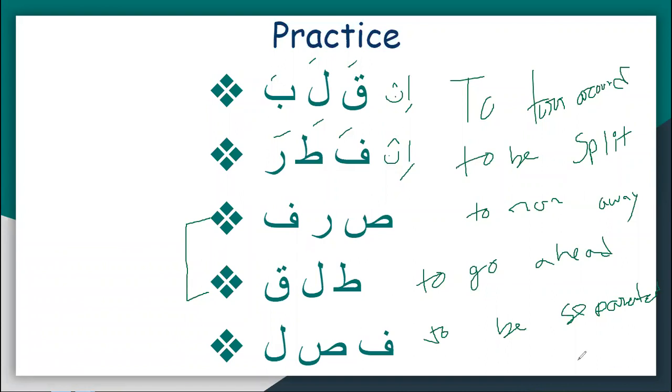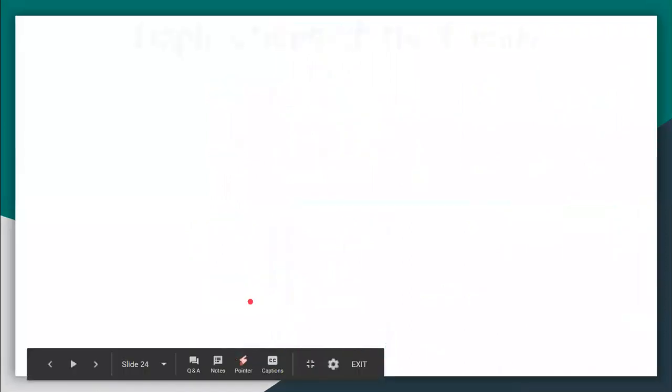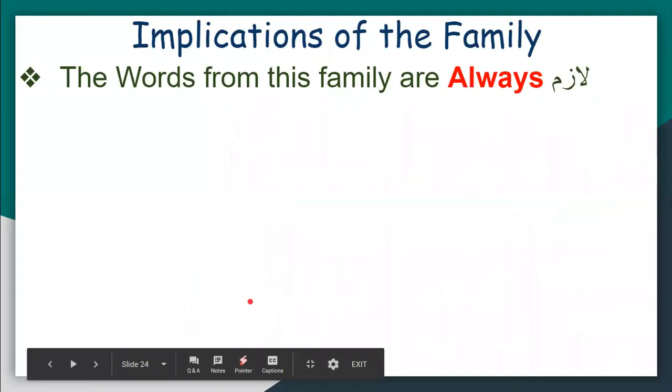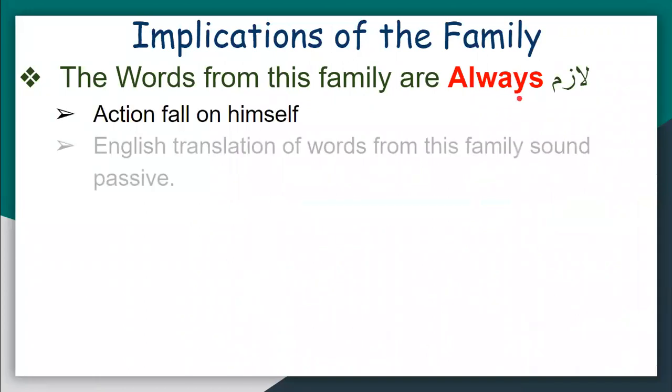Okay, now if we go to the application, I already told you about this family. This family is always going to be what? Lazim. Okay, always. I'm saying here, always lazim. There is no exception. All this family is always lazim. Lazim means the action falls on himself.